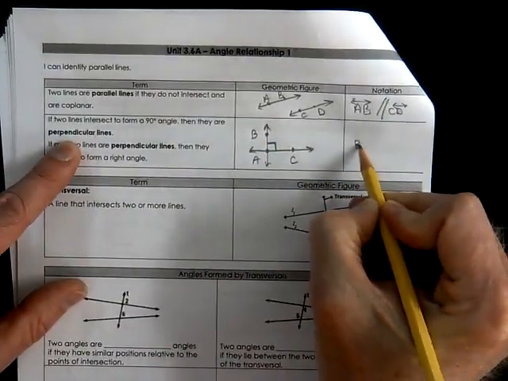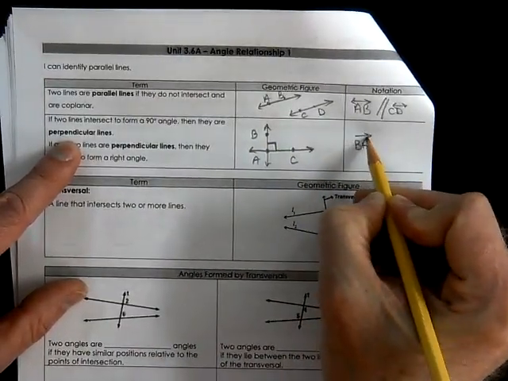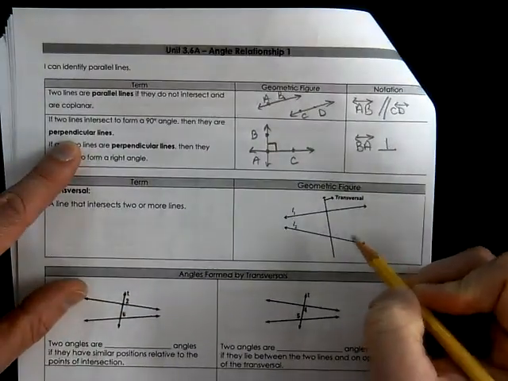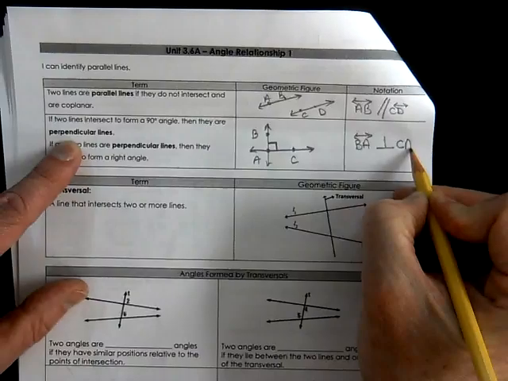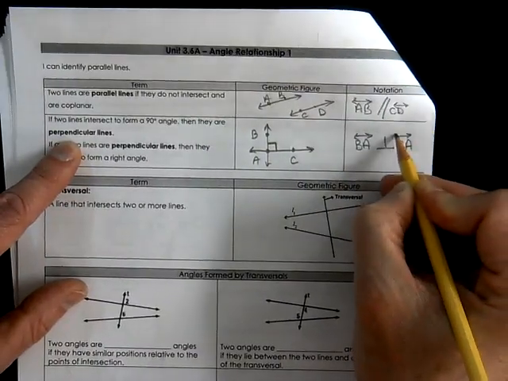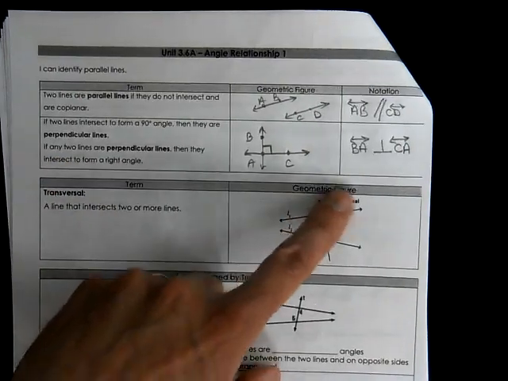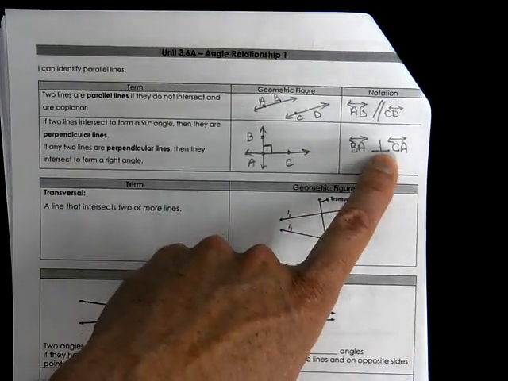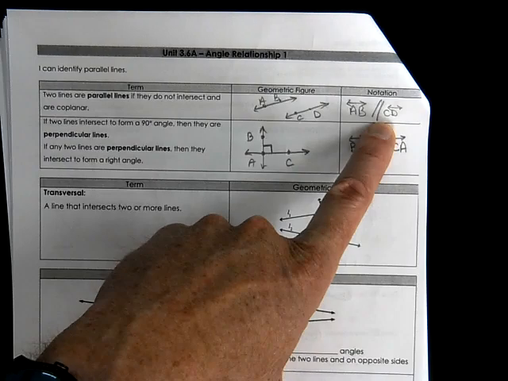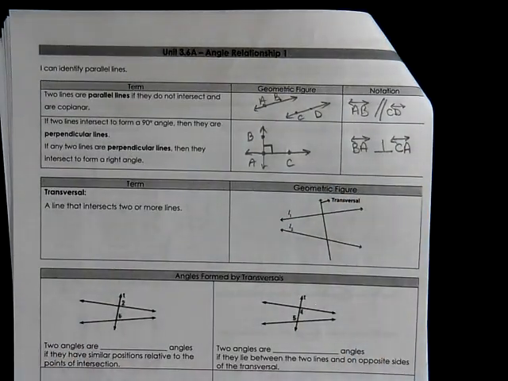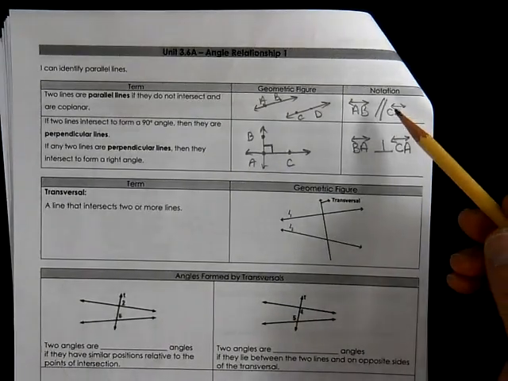We have BA, you can call it AB if you wish, is perpendicular to CA. You could call that AC if you wish. So those are perpendicular, that's a perpendicular symbol. These are parallel, that's the parallel symbol. We're going to talk a lot about parallel today.